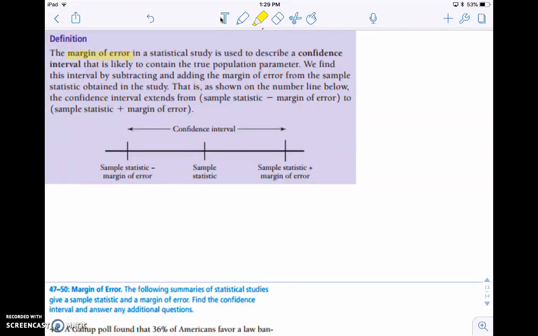So we get this idea called a margin of error, and it helps us to describe what's called a confidence interval, where it is likely to contain the true population parameter. We find this interval by subtracting and adding this margin of error from the sample statistic that we obtain in the study. This is kind of shown on a number line right here. Say here's your sample statistic, say this is the percentage of people with internet in their home, and then we have a margin of error.